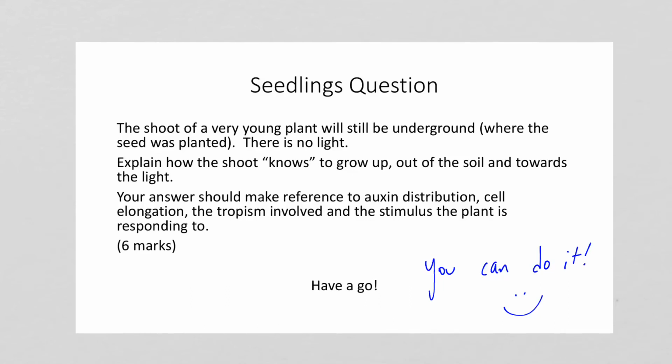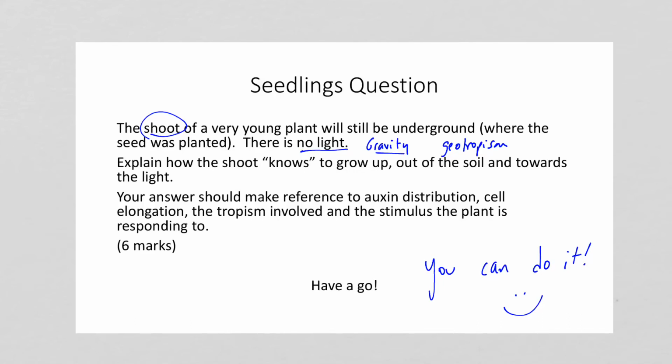Okay, let's go through the answer. The shoot knows to grow up. We're talking about the shoot here, we're not talking about the root. There's no light, so the only other one that we've talked about is gravity. So it's going to be geotropism. That's part of our answer right there. We're responding to gravity, so it's going to be geotropism.